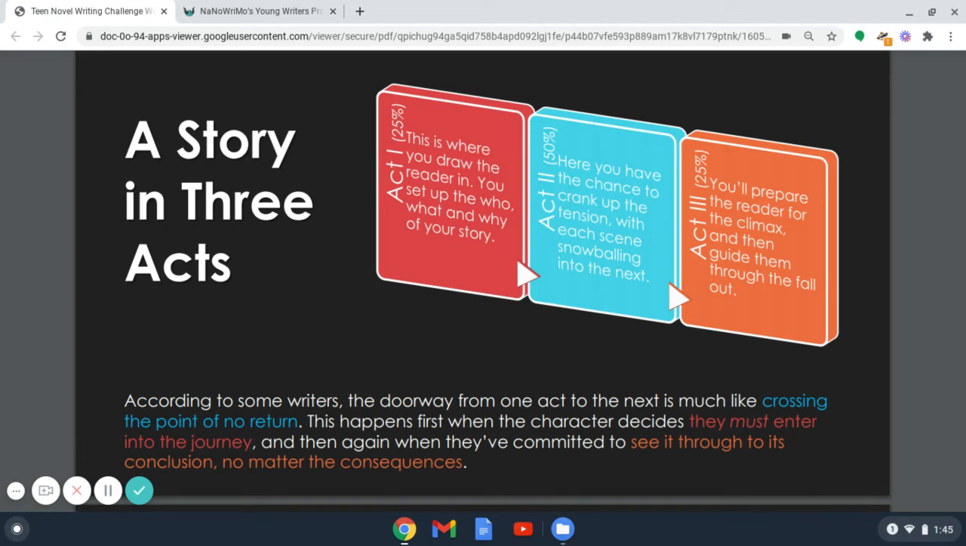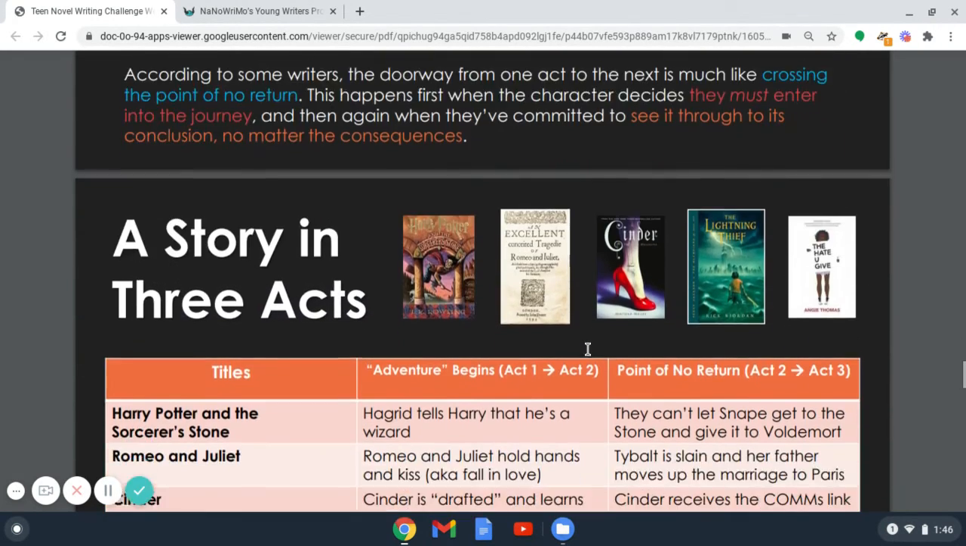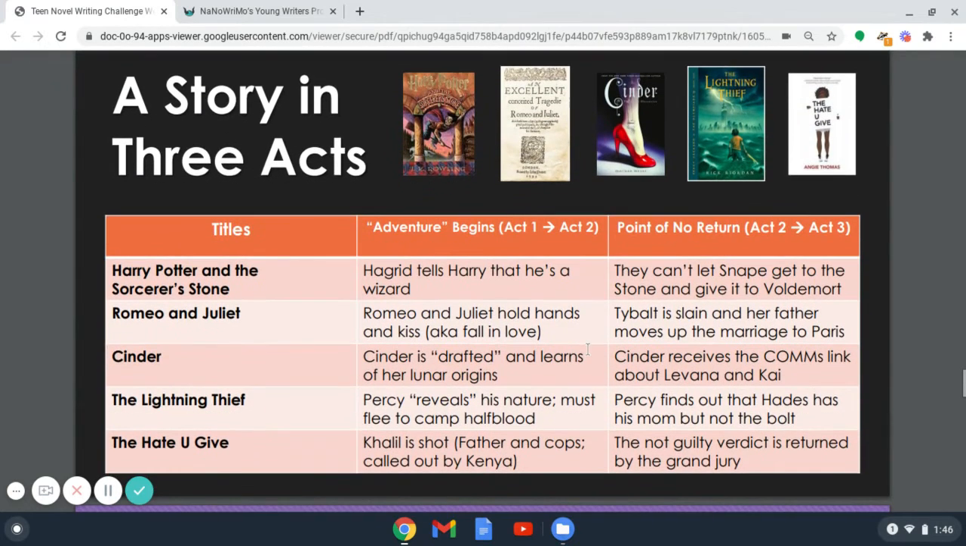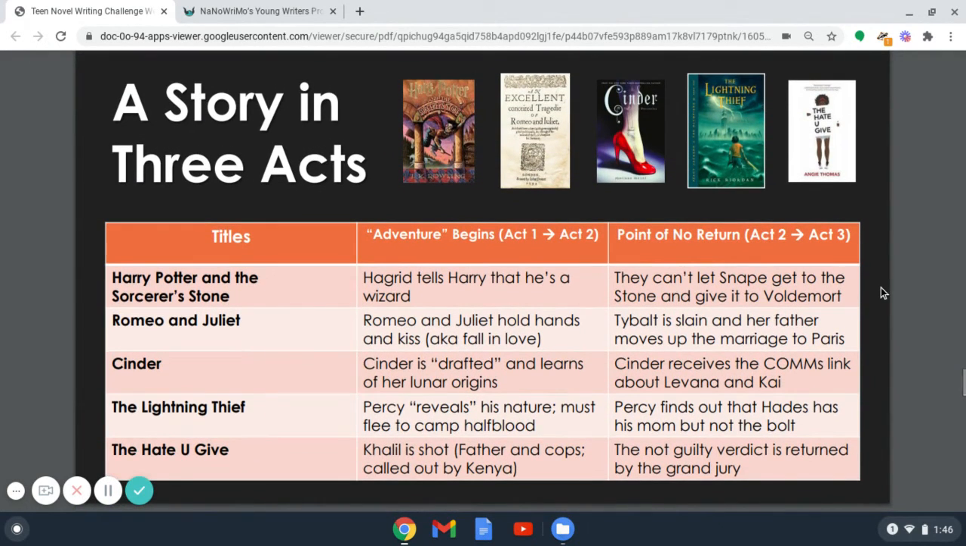And this little infographic here gives you an idea of what's happening in each act. So what I've done is broken down a few books that you may have read into their 3 acts. And I'm not going to go through the whole thing. You can look at that and compare the stories that you recognize, or maybe think about that with a book of your own that you really enjoy.